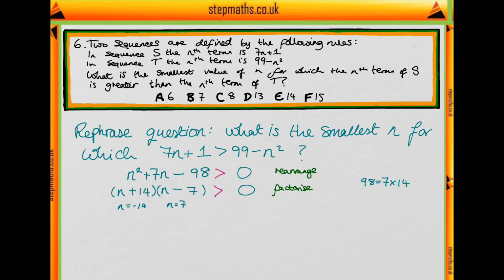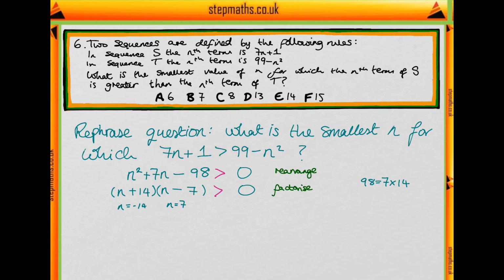So now we have two possible values for n. So these are minus 14 and 7. We can immediately rule out the minus 14 because it's negative, and we know n can't be negative in this context. So now let's consider the 7. Now, we solved this inequality as if it was an equality, so we got a quadratic in n as such. And so if we plug 7 in to this, we would get 0, which means that when n is equal to 7, these two things are equal.